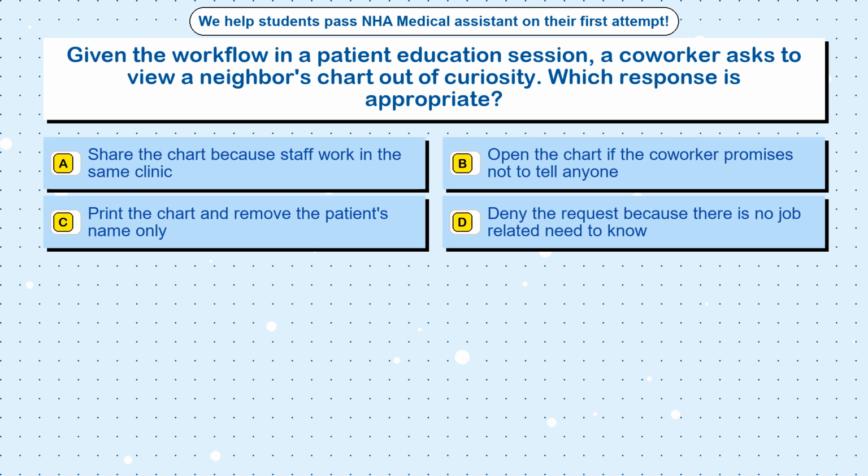Question 15. Given the workflow in a patient education session, a coworker asks to view a neighbor's chart out of curiosity. Which response is appropriate? Option A, share the chart because staff work in the same clinic.